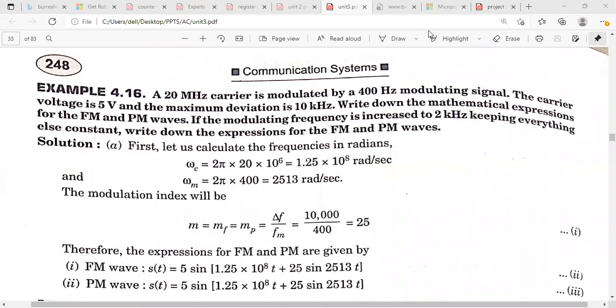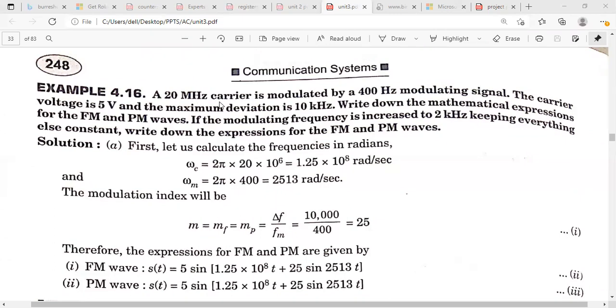So in the previous class also we discussed problems, and in this class I'm going to explain some more problems on FM and also PM. See here, a 20 megahertz carrier is modulated by a 400 Hz modulating signal. So what is the given data here?